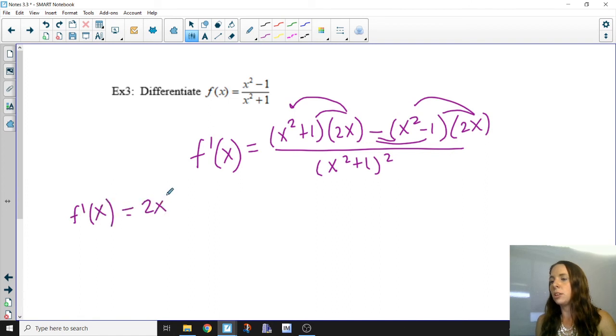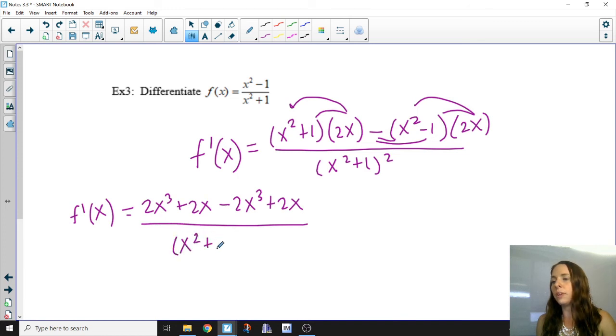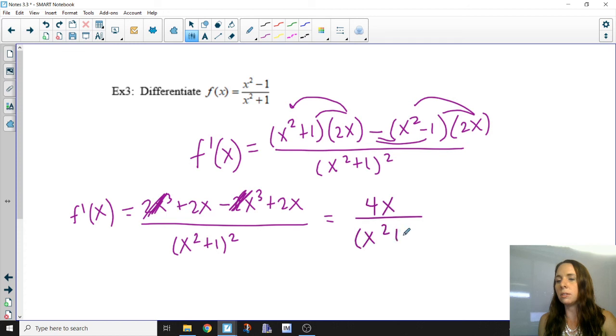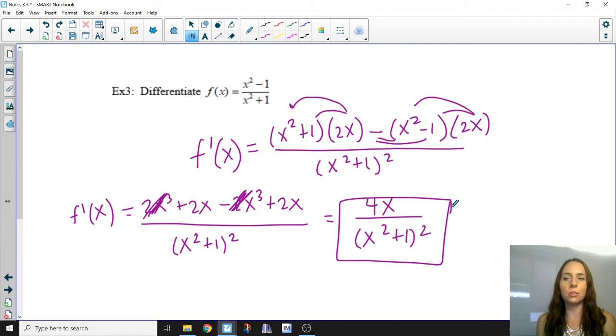So I have 2x cubed plus 2x minus 2x cubed plus 2x. That's a minus, but that's another minus. All over low, low. I almost never simplify the low, low. Don't expand that. It's not really simplifying, right? All right, 2x minus 2x is 0. Combine your like terms in the numerator and look at this nice derivative answer: 4x divided by x squared plus 1 quantity squared. There's your answer to the derivative using the quotient rule.